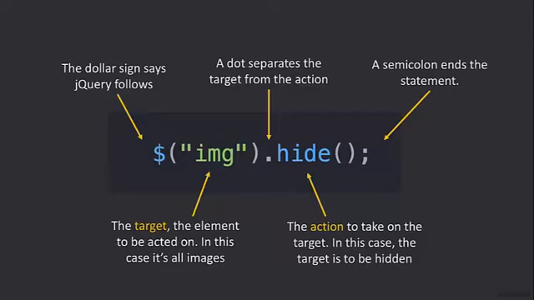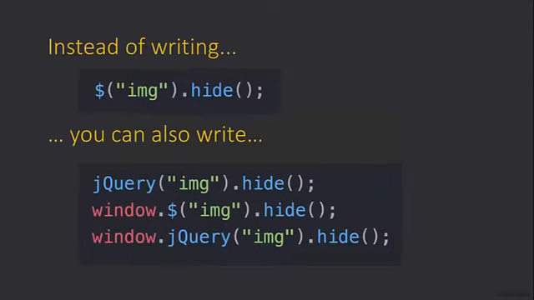This selector targets all of the image tags on the page. Following a dot separator is the specific action we want to perform, and the action is executed on the target. So we're targeting the images on the page, and we're saying hide those images. Okay, so jQuery supports a whole bunch of CSS selectors and actions, and we're going to be looking at those throughout this course.